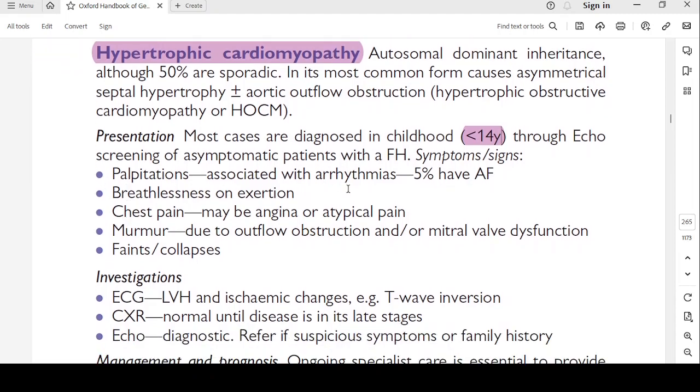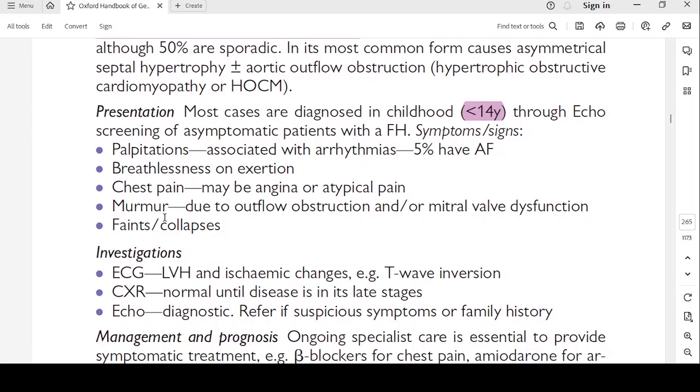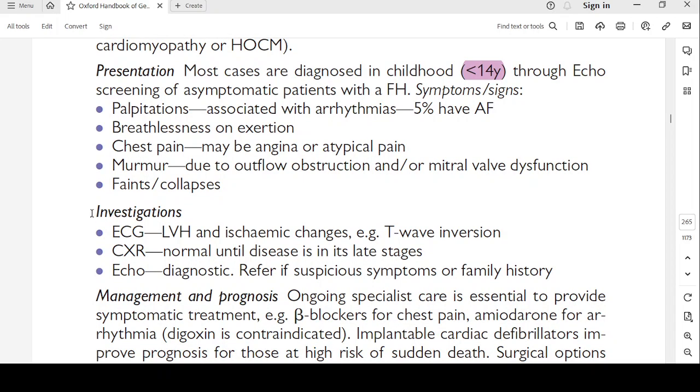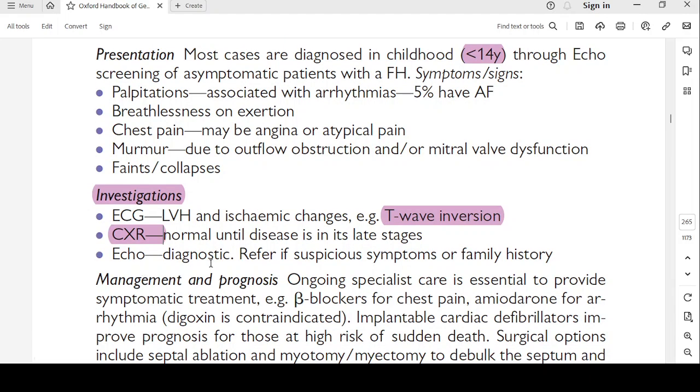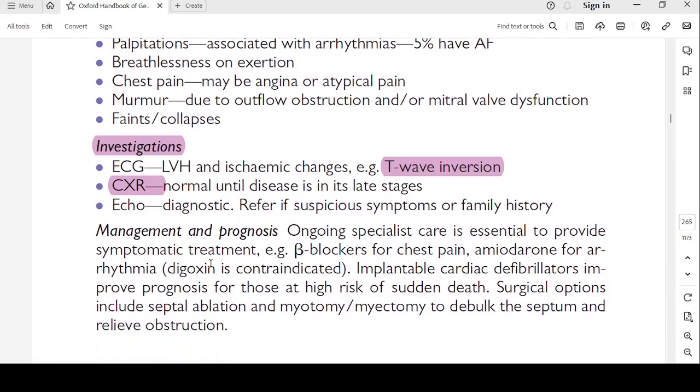Palpitations associated with arrhythmias, 5% have atrial fibrillation, breathlessness on exertion, chest pain, maybe angina or atypical chest pain, murmur due to outflow tract obstruction or mitral valve dysfunction, faints or collapses. Investigations ECG, left ventricular hypertrophy and ischemic changes, that is T wave inversion. There will be a T wave inversion. Chest X-ray normal until the disease is in late stages. Echo is diagnostic. Refer for suspicious symptoms or family history.